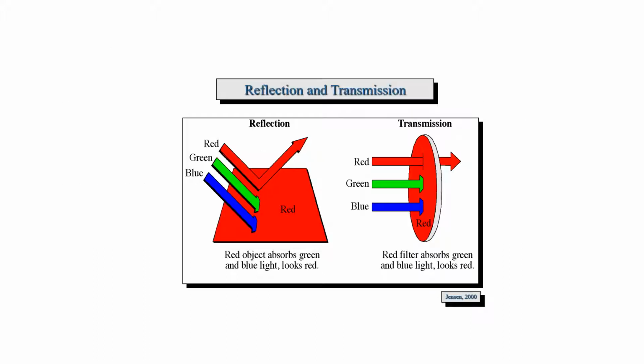Okay, reflection versus transmission. Here's what reflection means. Reflection means the color is bouncing off. When it bounces off, it makes things look red. Red objects absorb green and blue light. It makes them look red because the red is bouncing off. When we talk about transmission, red filters absorb green and blue light. They look red, but that's in part because the red is going through them.